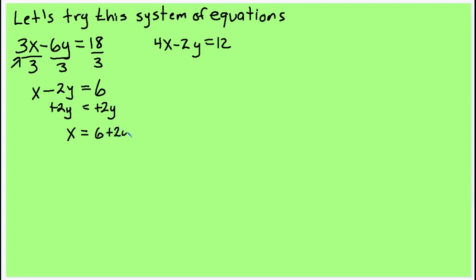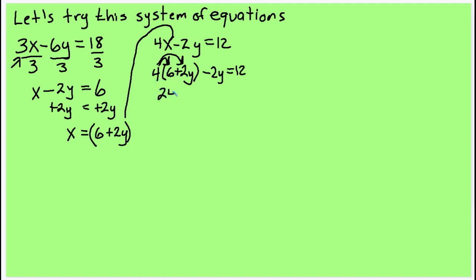Now I'm going to use what x is equal to, and substitute it into the other equation right here. So I get 4 times the quantity 6 plus 2y minus 2y equals 12. So I do the distributive property. 4 times 6 gives me 24. 4 times 2y gives me 8y. Then I just write the rest of the equation. Minus 2y equals 12.